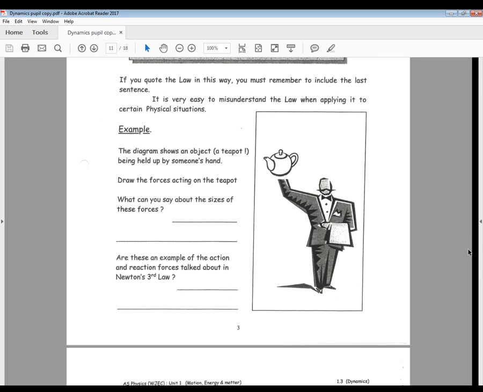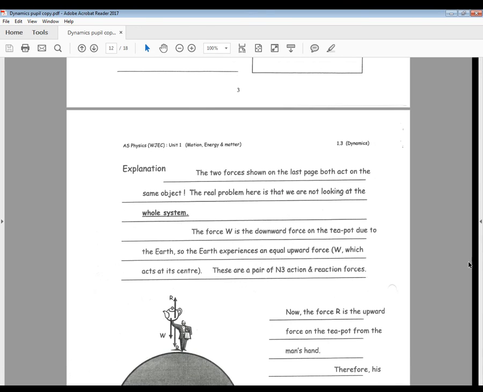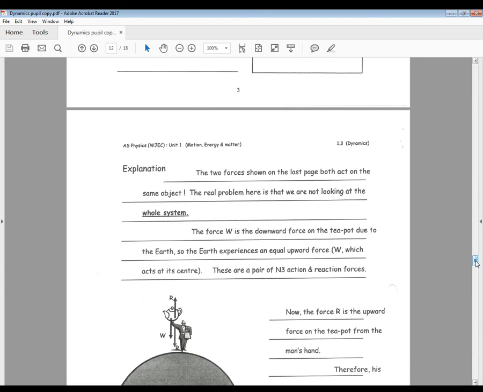Write down your answers if you've managed to print off your bit of paper. If you haven't, that's fine. Do it on a bit of scrap paper. We'll figure it out later. Press pause, please. Thank you.